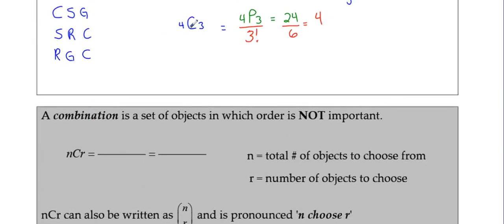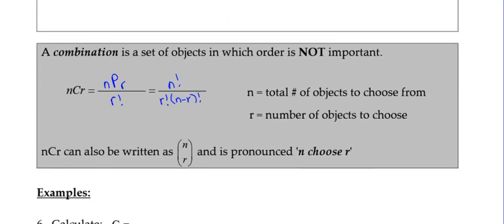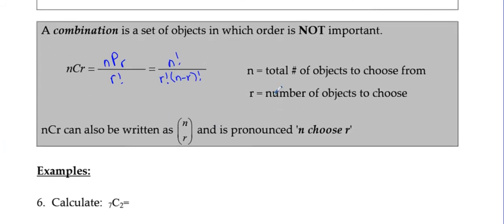So in order to get nCr, what we can do is take our nPr and divide it by r factorial. And if you remember, the formula for nPr was n factorial over n minus r factorial. So that was the formula from a previous lesson. So then you just have to divide that by r factorial. And that becomes the formula for nCr. n still represents the total number of objects, and r still represents the number of objects to choose.